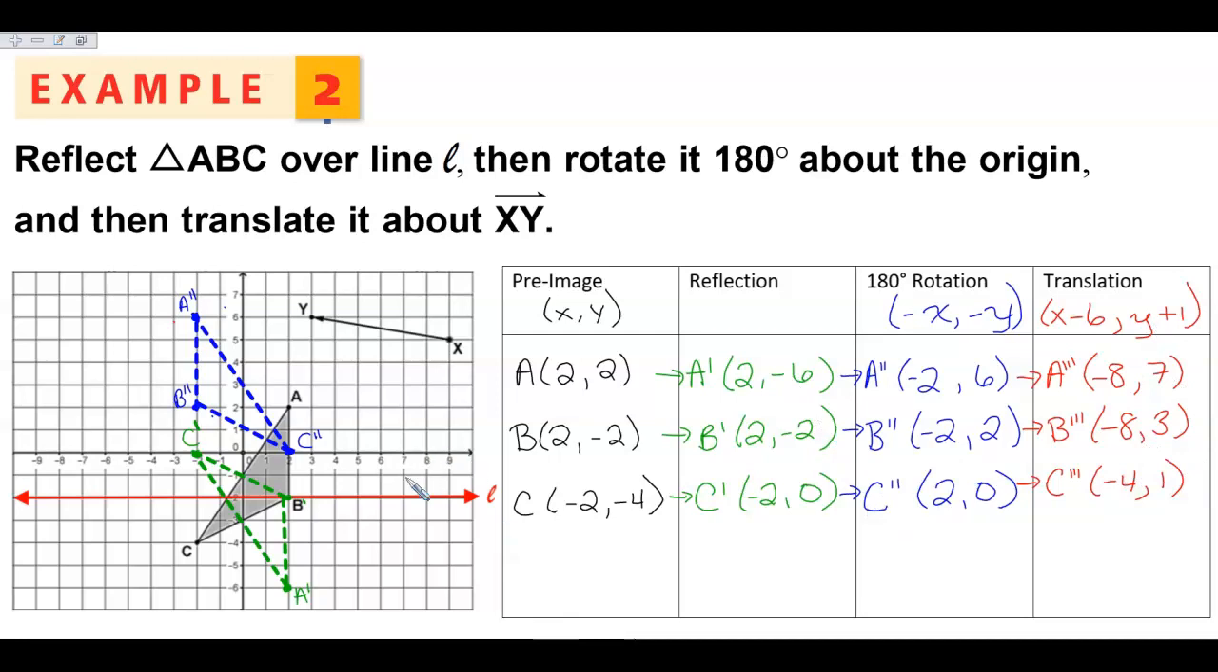So now we're going to graph these points. A triple prime is at (-8, 7). So A, 1, 2, 3. Okay. B is going to be at (-8, 3). So B triple prime. And C is going to be at (-4, 1). All right. We're going to connect those points. And this is my final image. So I'm going to go ahead and shade it in.